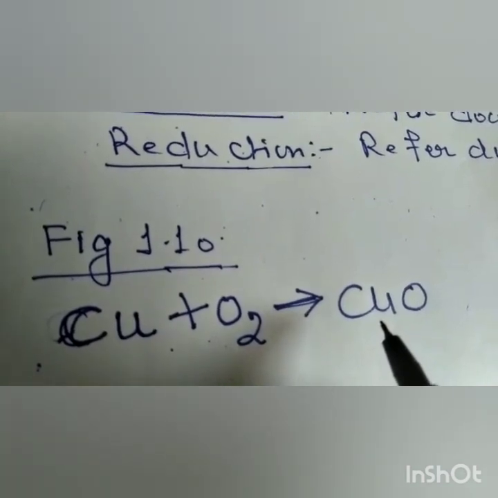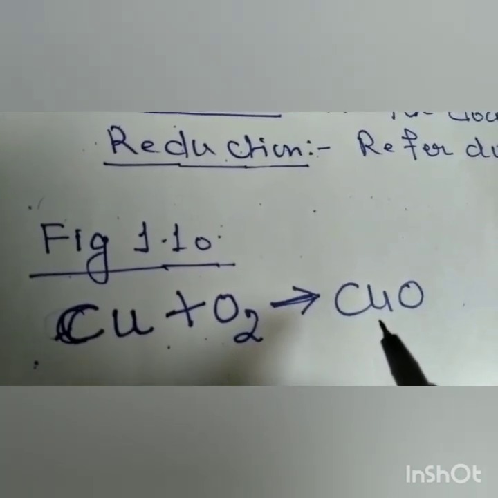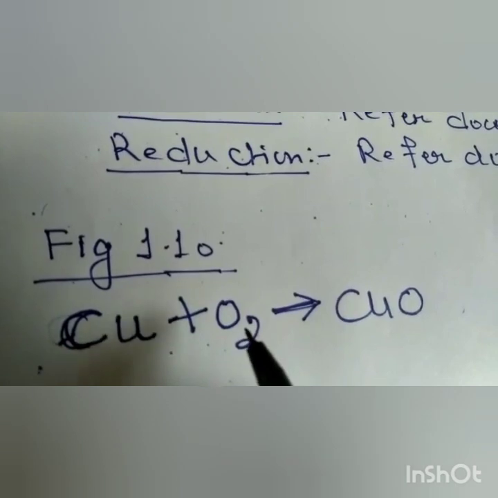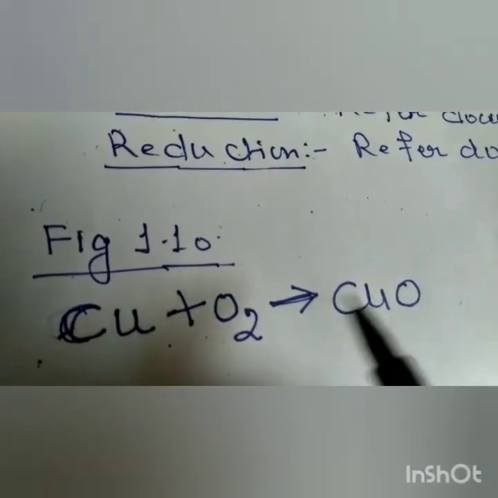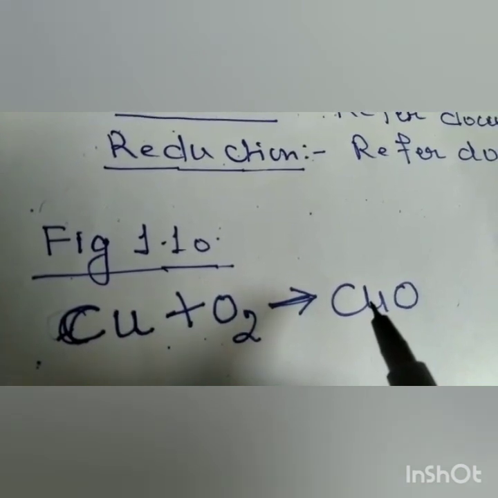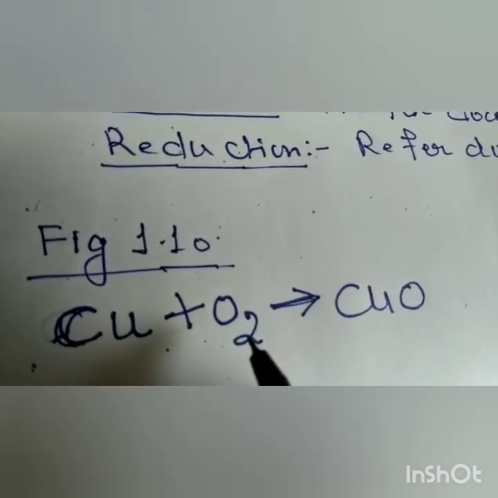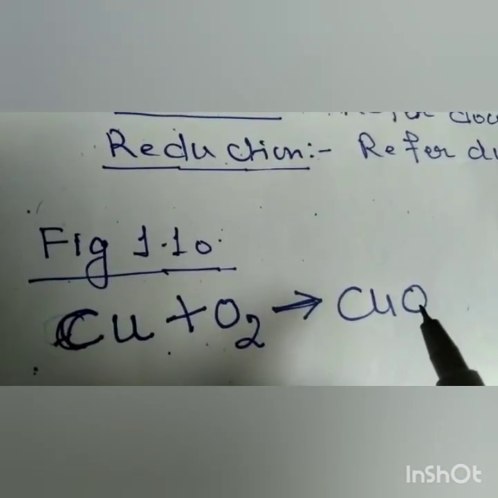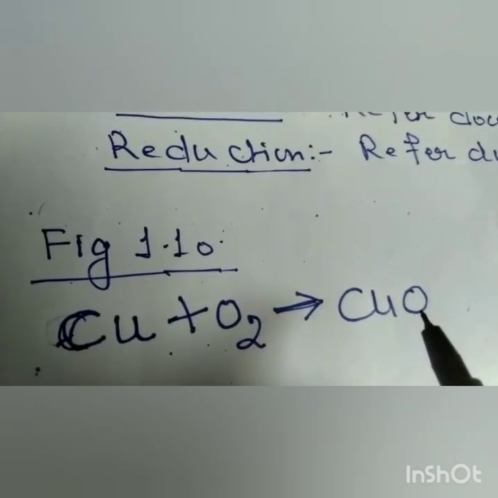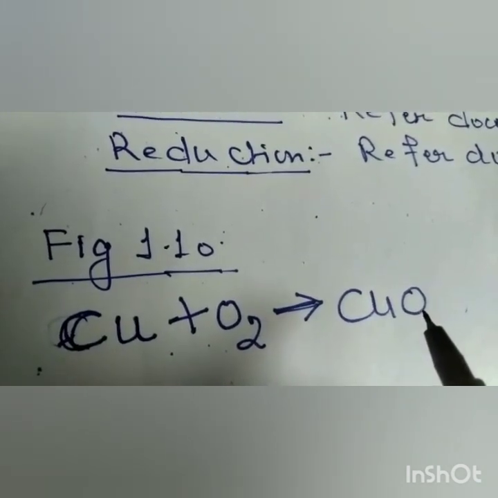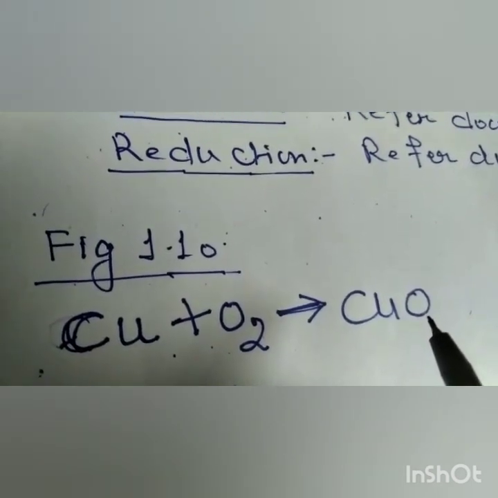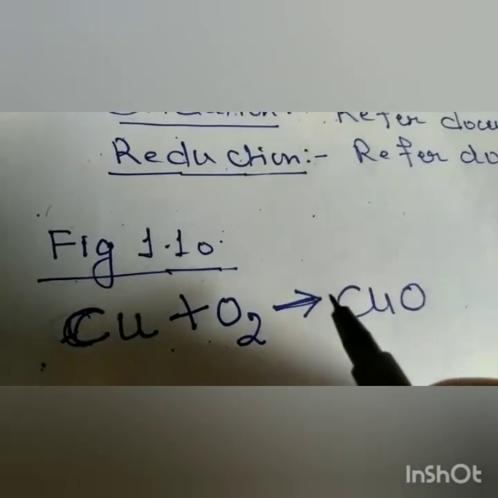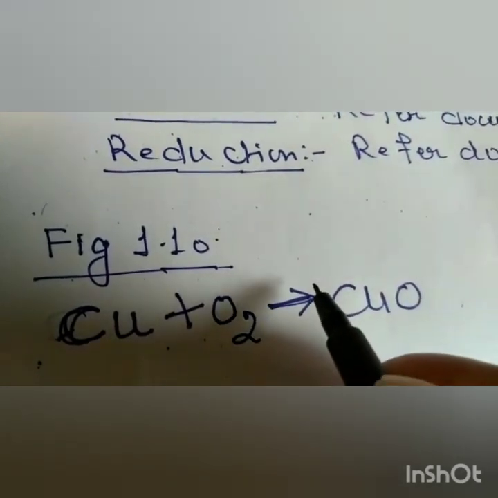Now students, first of all we will see whether the equation is balanced or not. Here you can see there are two oxygen. Here there is one copper, here also there is one copper, so copper is balanced. But here there are two atoms of oxygen, and here there is only one atom of oxygen. So oxygen is not balanced. So on this side, that is the right hand side, there should be two oxygen atoms. So we will write 2 here.